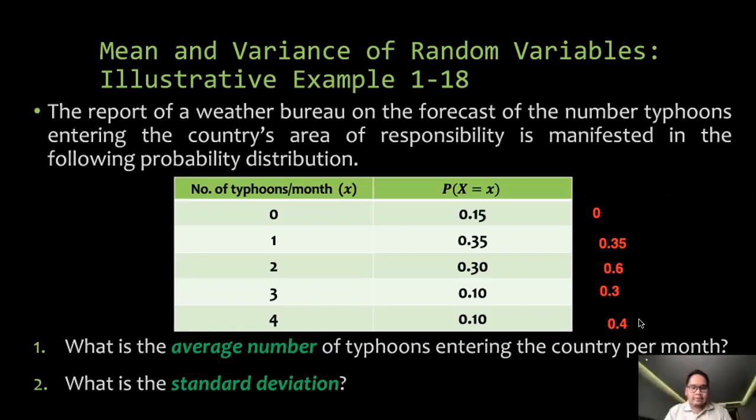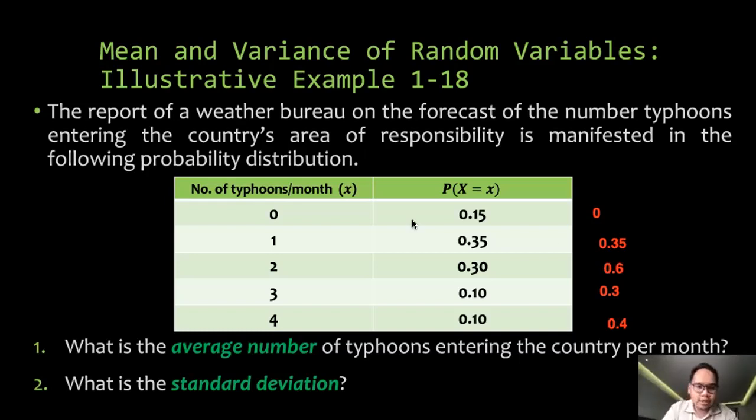So on average, how many typhoons can we expect in a given month? The answer is 1.65. If you're going to round that up, it's more likely to be 2, right? So it's inclining to be 2. So the expected number, or the mean number of typhoons we were expecting every month, is going to be 2. And how about the standard deviation of this number?